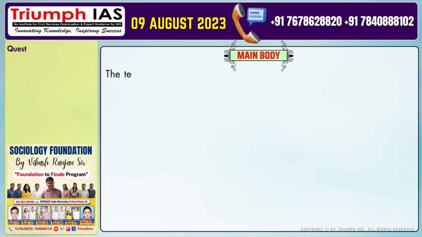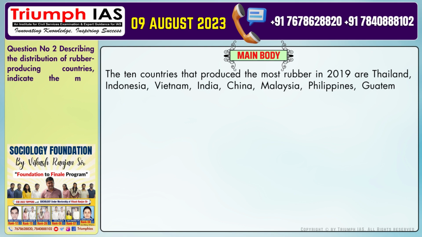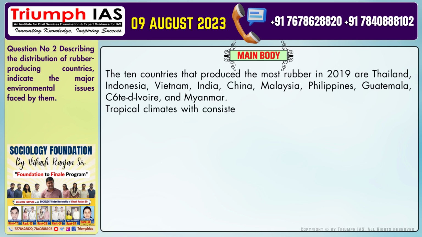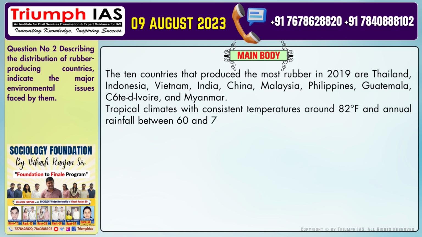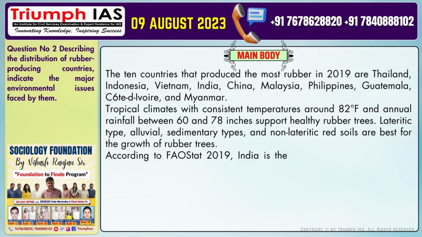The main body of the answer should be: the 10 countries that produced the most rubber in 2019 are Thailand, Indonesia, Vietnam, India, China, Malaysia, Philippines, Guatemala, Côte d'Ivoire, and Myanmar. Tropical climates with consistent temperatures around 82 degrees Fahrenheit and annual rainfall between 60 and 78 inches support healthy rubber trees. Lateritic type, alluvial, sedimentary types, and non-lateritic red soils are best for the growth of rubber trees.